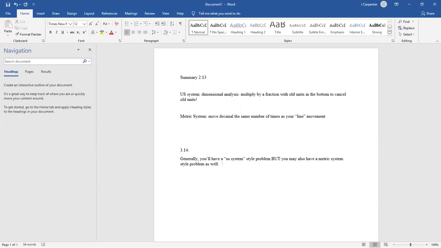Like it has going from inches to centimeters, but not inches to kilometers. So if I asked you to go from inches to kilometers, you would have to go from inches to centimeters, and that would be using the US style by multiplying by a fraction, but then you'd have to take the centimeter value and move its decimal to turn it into a kilometer value, which is a metric style problem. So not every single one of these is going to be a direct conversion. Sometimes you're going to have to do a fraction multiplication as well as moving a decimal around. So just be on the lookout for that. I can't say that every problem has it or every problem doesn't. It just depends on the problem.